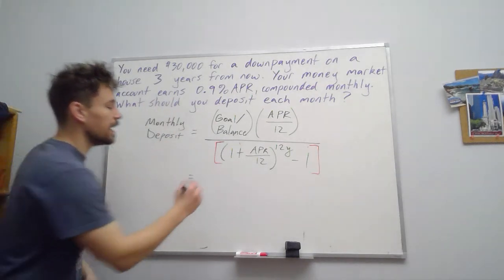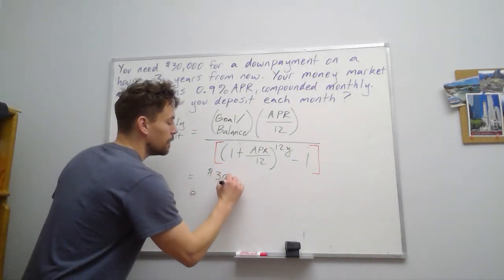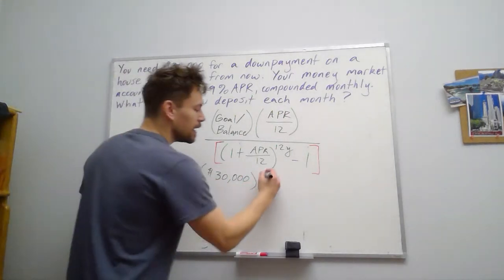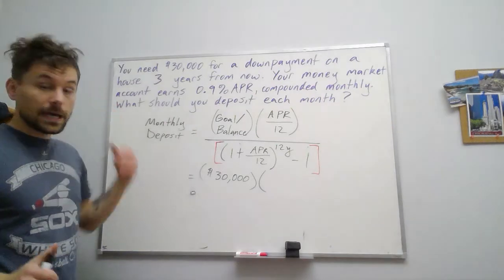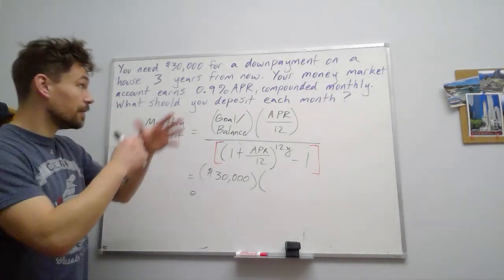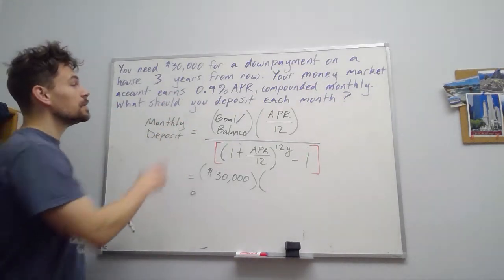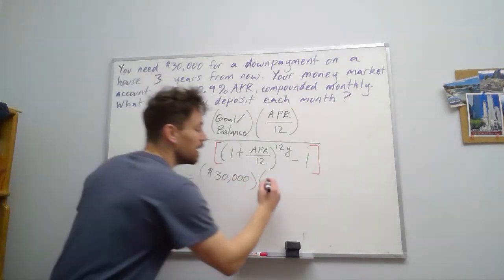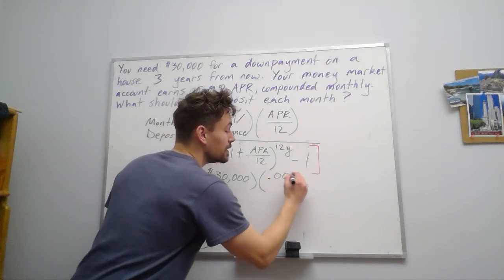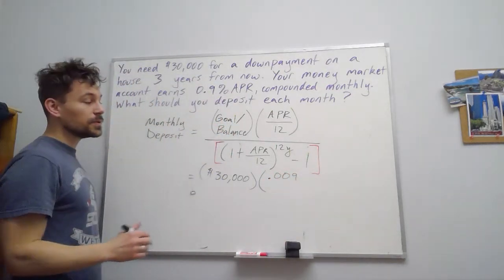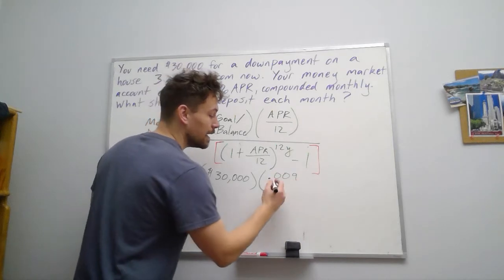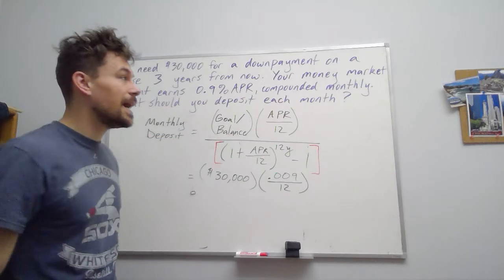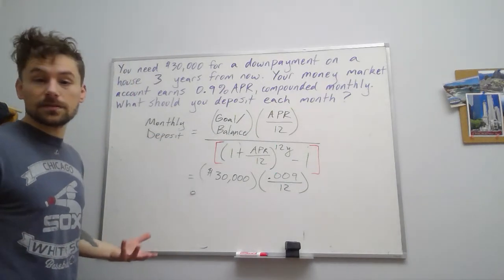So our goal is to have $30,000. Our APR in this case, remember that we need to convert that APR from a percentage into a decimal. So we need to move the decimal 2 places left. Be very careful when you do that. We should get 0.009. So 2 zeros after the decimal and then a 9. We're going to divide that by 12. Again, this number would be different if we didn't have monthly compounds, but monthly is fairly standard.